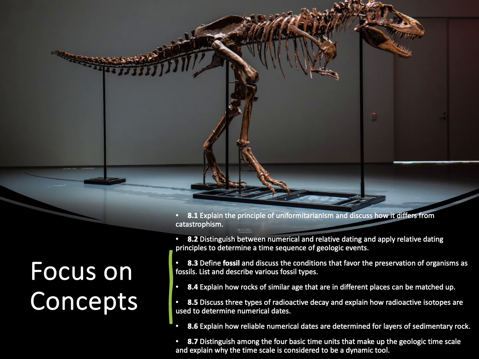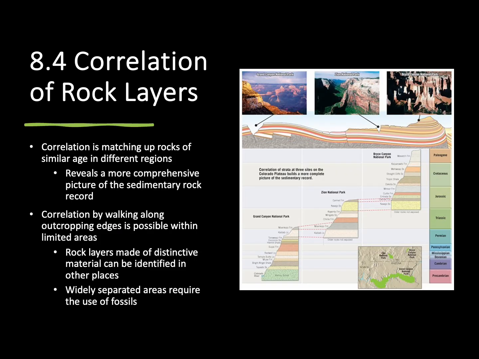In this video, we're going to talk about how we match up, or how we correlate, rock layers in different areas. So again, correlation is just trying to figure out where rocks that are the same type and the same age match up between different areas.